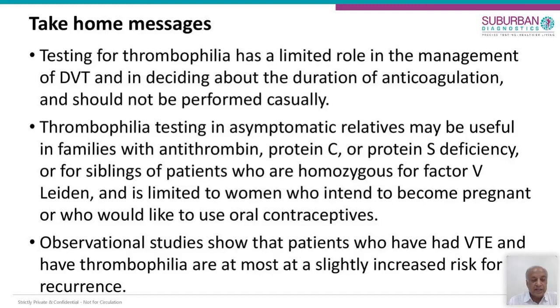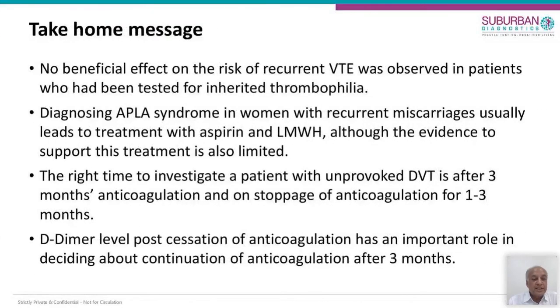Observational studies show that patients who have had VTE and have thrombophilia are at most at a slightly increased risk of recurrence. This is the point I was dwelling on at length. No beneficial effect on the risk of recurrent venous thromboembolism was observed in patients who had been tested for inherited thrombophilia. Diagnosing APLA syndrome in women with recurrent miscarriages usually leads to treatment with aspirin and low molecular weight heparin, although the evidence to support this treatment is also limited. This is going beyond protein C, protein S, antithrombin deficiencies.